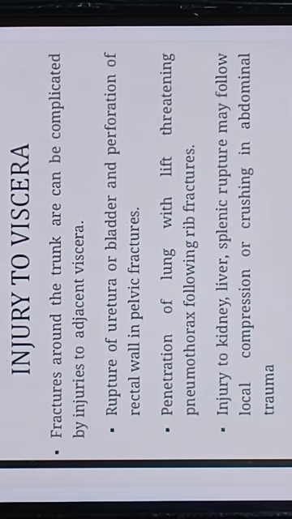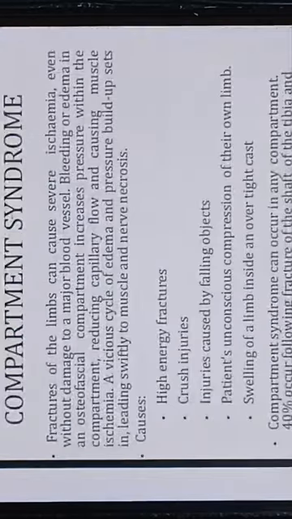Another complication is injury to the viscera. Fractures around the trunk can be complicated by injuries to the adjacent viscera: rupture of the urethra and bladder, perforation of the rectal wall in pelvic fracture, penetration of the lung with life-threatening pneumothorax, injury to the kidney, and splenic injury following local compression or crushing in abdominal trauma. Such injuries need early and accurate diagnosis and prompt and proper management as they are life-threatening.